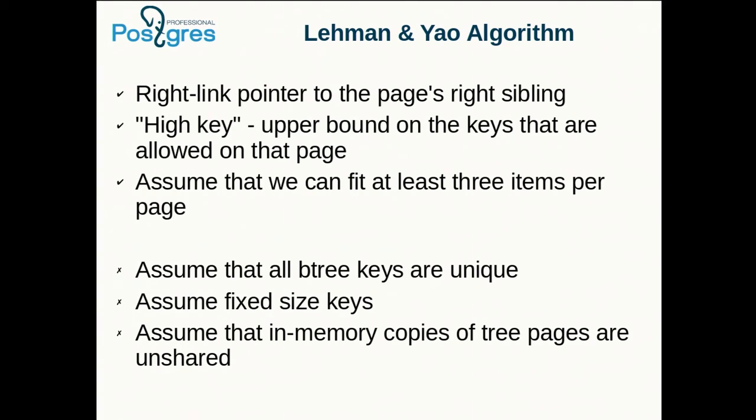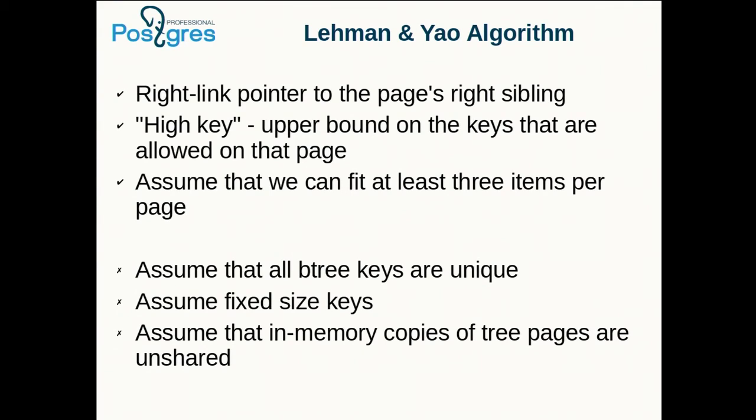This algorithm also has some assumptions. Some of them are true for PostgreSQL indexes, some of them are not. We assume that we can fit at least three items on a page, where one is a high key and two others are real keys. These assumptions help us to ensure that our tree is a real tree, not just a linked list. The next assumption is that keys are unique. It's not true for PostgreSQL, of course. The next one is about fixed size. And the last one is that all pages are unshared in memory. These three assumptions are made to make the algorithm easier, but in Postgres, in the real world, things are a bit more complicated.